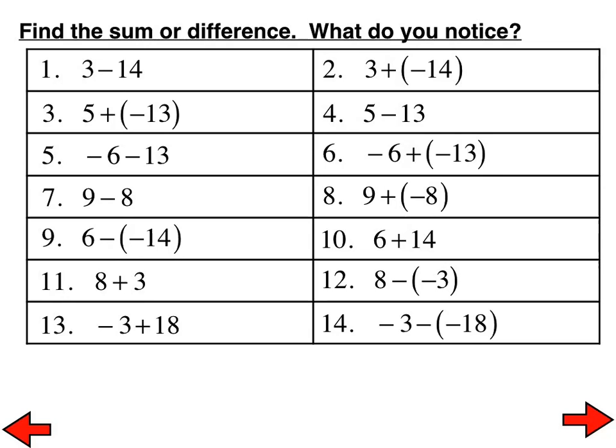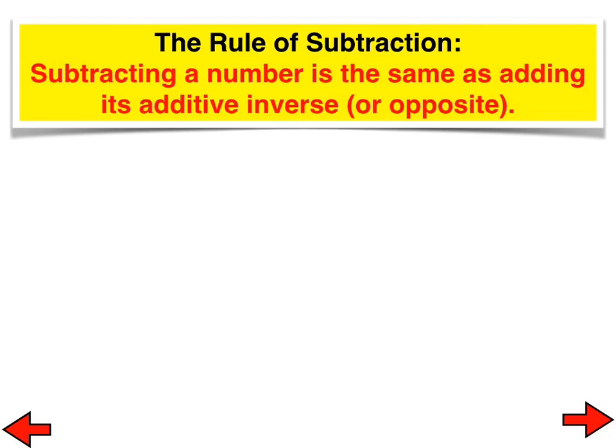And that's what we sometimes call the rule of subtraction. And the rule of subtraction states that subtracting a number is the same as adding its additive inverse. Or sometimes we say that as adding the opposite. And you're going to hear me say those words frequently. Add the opposite. Add the opposite. And what add the opposite or adding its additive inverse means is this. Turn a subtraction problem into an addition problem to help you find the difference.